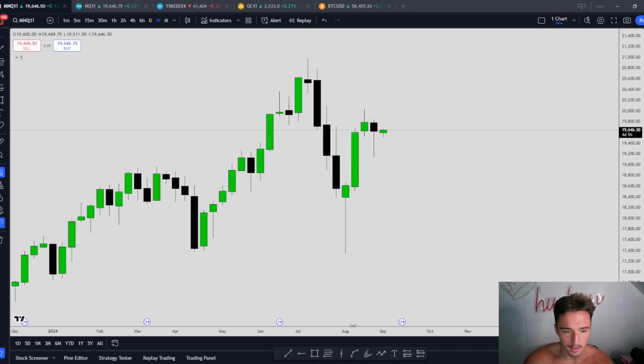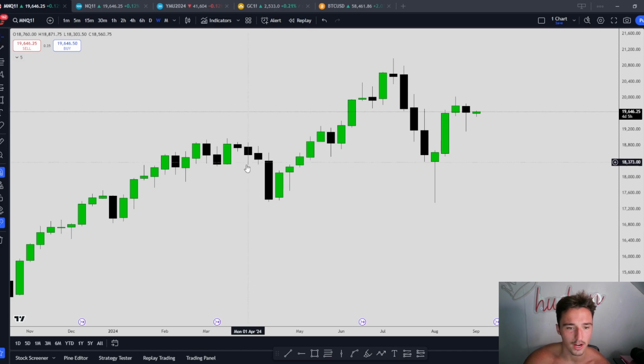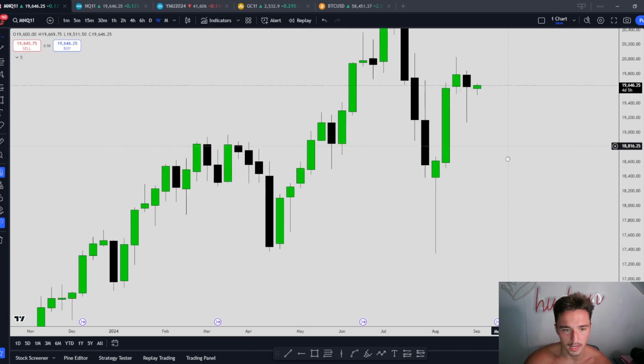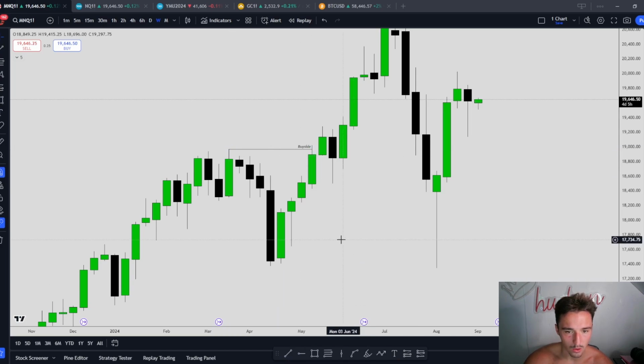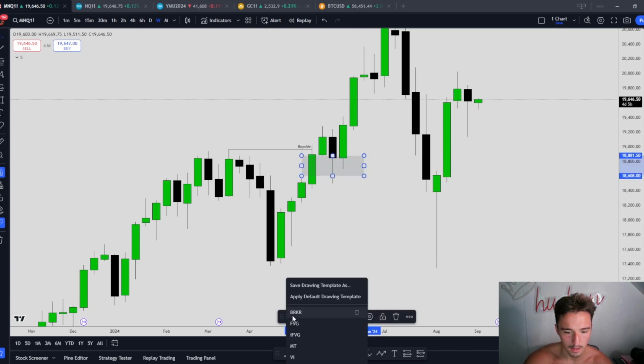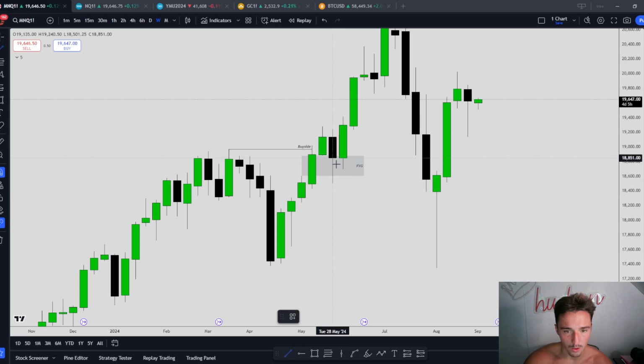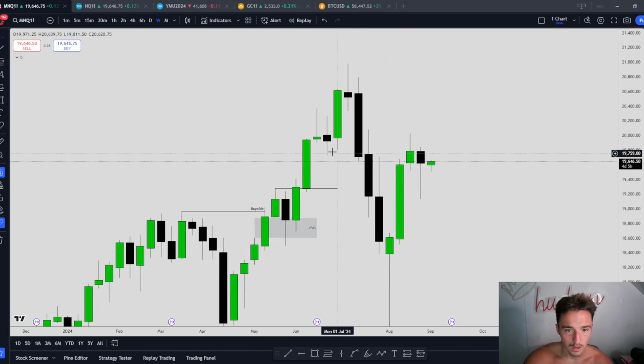So the weekly, let's take a look right here. What happens when we take external liquidity, right? So we come up, we purge buy side. Where do we revisit? Internal range liquidity, right? Let's actually mark this off as a fair value gap with a box. Fair value gap, and where do we go? External liquidity, right?